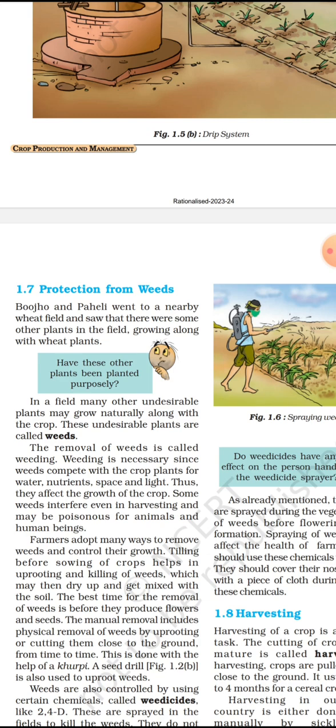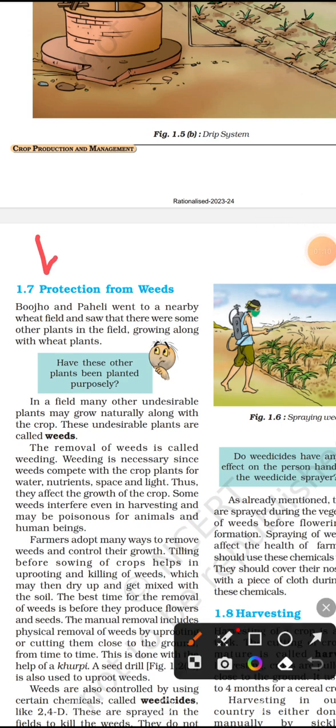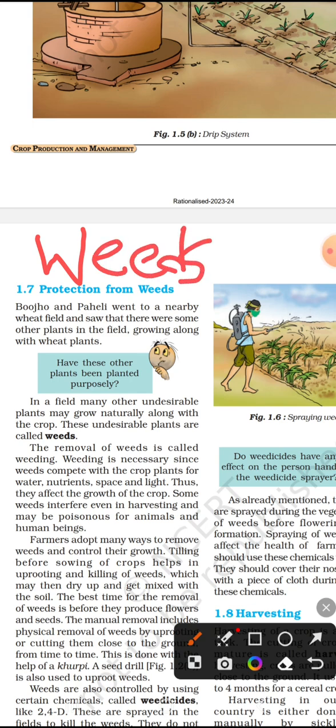What are these called then? These are called weeds. Weeds are unwanted and undesirable plants which grow naturally with the crop. And removal of weeds is very necessary. If not, what happens?